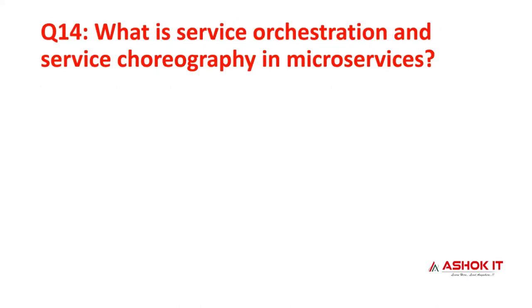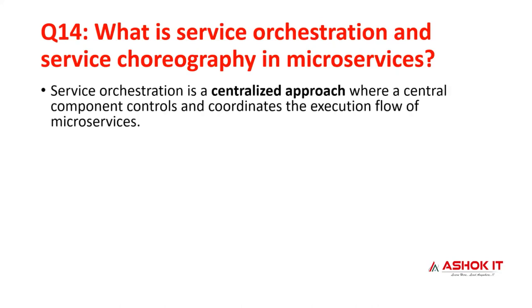What is service orchestration and service choreography in microservices? This question is related to Saga pattern. This is mainly for distributed transaction management. Service orchestration is a pattern. It says everything is controlled by one component. There is a centralized approach. Orchestrator will be there. It says everything, all microservice followed. So it actually coordinates and says how the microservice paths and execution flow should be controlled.